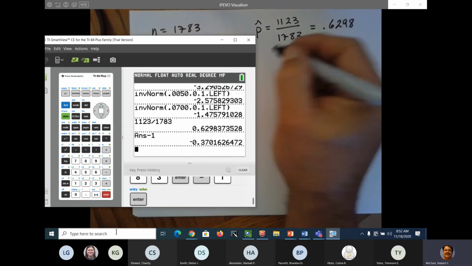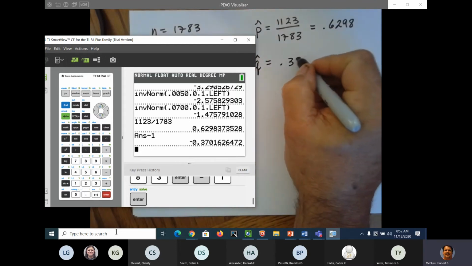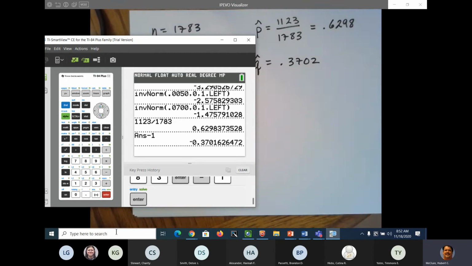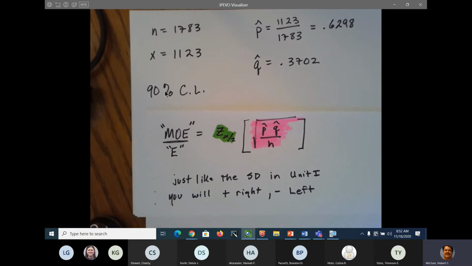0.3702 is Q hat. And we've got N, and we've got the 90% confidence level. So we're good to go. Because what do we need for our formula? Let's go back and look at the formula. There's the formula. So I'm going to take my handy dandy yellow highlighter, and I'm going to highlight what we have versus what we need.